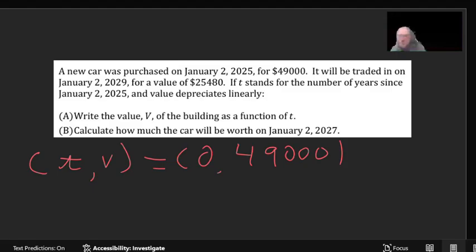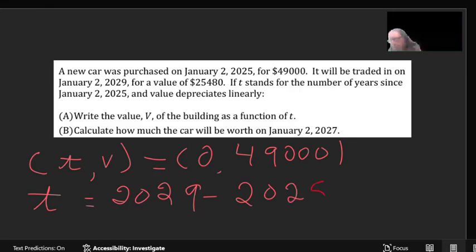Our second point, we have information about the value on January 2nd of 2029, which is 4 years later. So we have a second point, (4, 25,480).